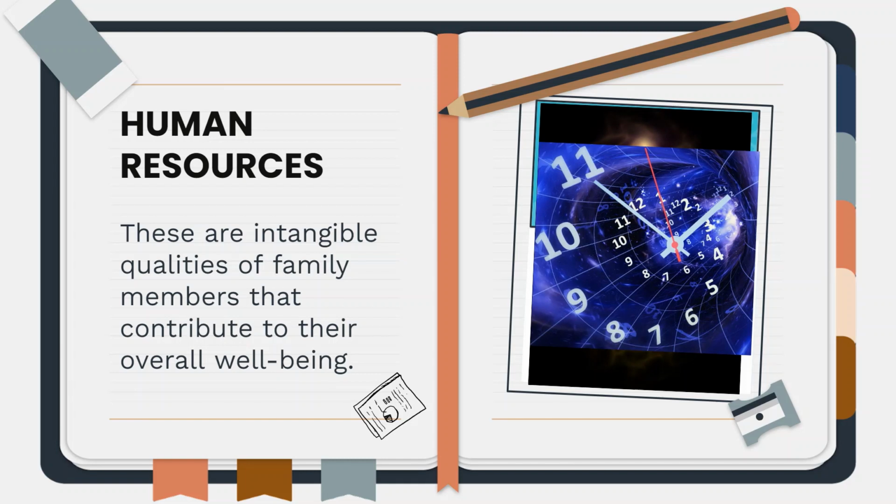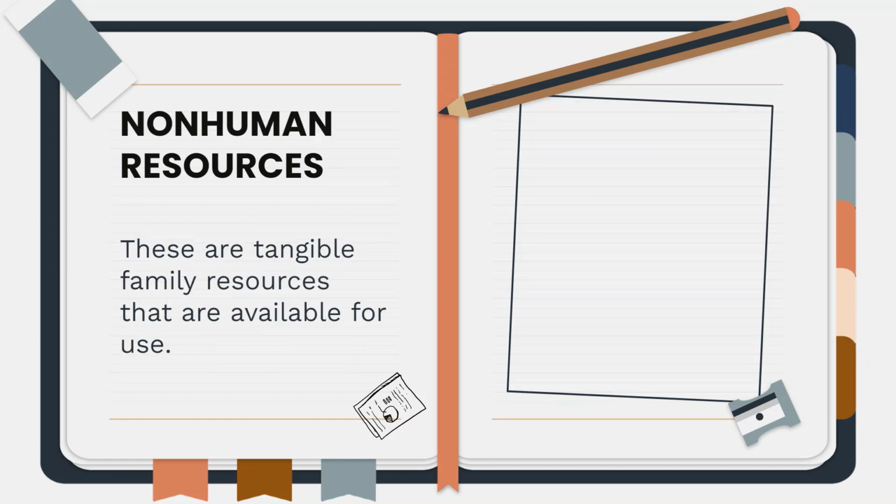Time and energy are limited resources but are considered valuable to the family. These are the most frequently used human resources at home for productive purposes. Non-human or material resources are tangible family resources that are available to you for usage. These are essential for the achievement of most goals.